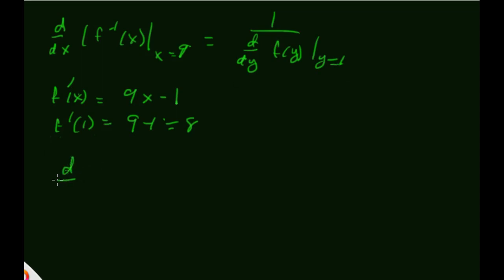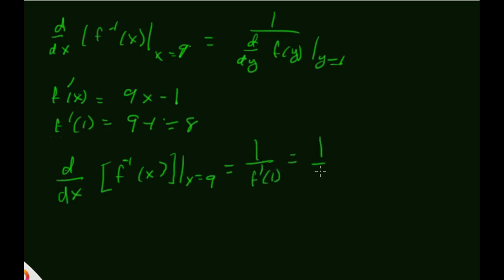So ultimately I have now that d/dx of f inverse of x, when x is 9, should be 1 over f prime of 1, which should be 1 over 8, which means that I just have 1/8. Alright, so I have found the derivative of the inverse when x equals 9. It might take you a little bit to grasp what's going on here.